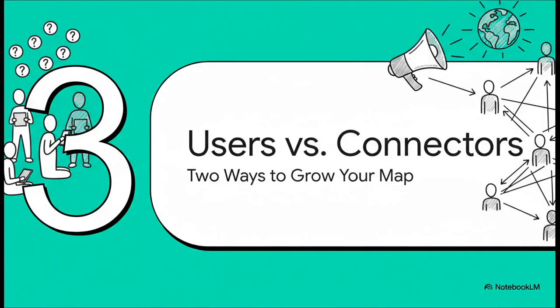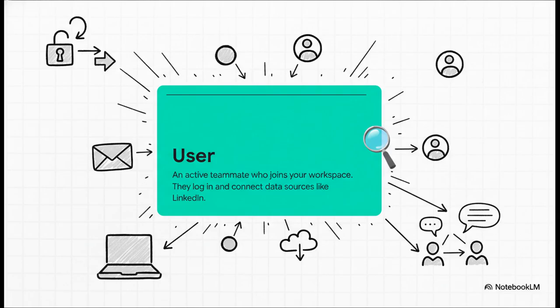Okay, now for something that is absolutely crucial to understand, the difference between users and connectors. Seriously, getting this part right is the key to building out your network map in the most effective way possible. So first up, you have a user. A user is an active member of your team. They actually log in, they connect their data sources, things like their email and their calendar, and this is so important because it provides that rich, private data, the actual proof of who they're talking to.